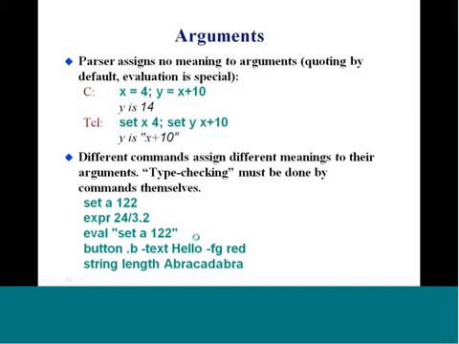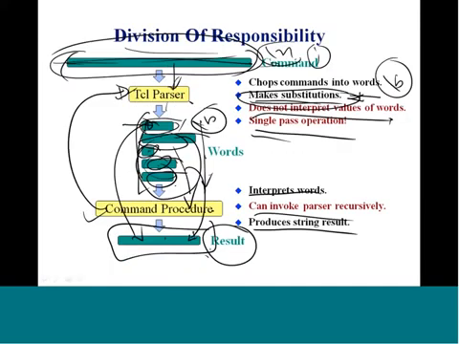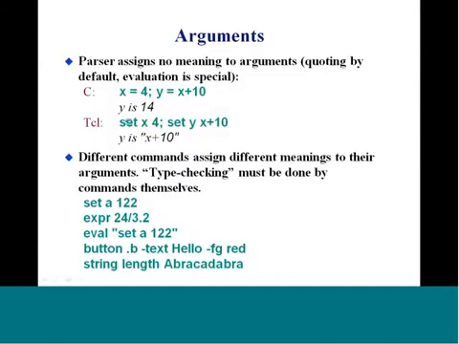So now let's talk about some of the things. First of all, there are arguments, which are all the remaining ones after this one, right? The parser assigns no meaning to the arguments. In a C program, if x equals 4 and y equals x plus 10, then y is actually 14, because the expression is evaluated and the value is kept. Whereas in Tcl, if you say set x 4 and set y x plus 10, the x plus 10 is just retained as it is.